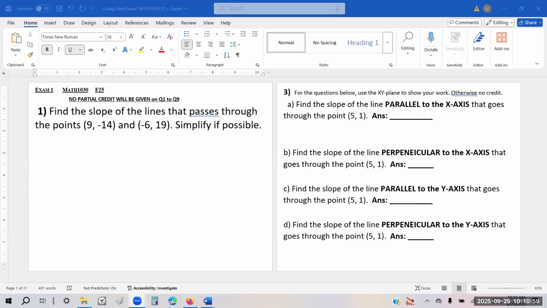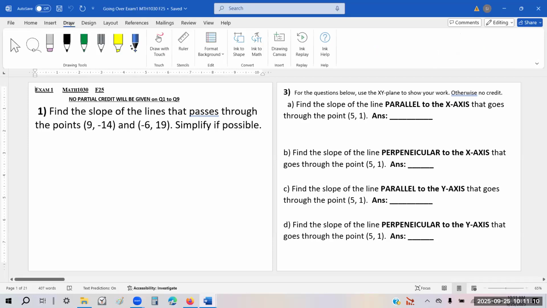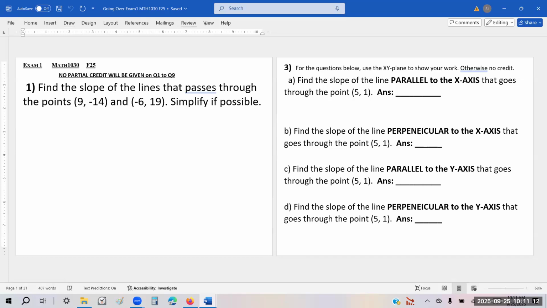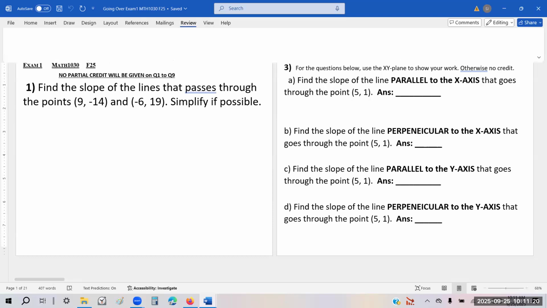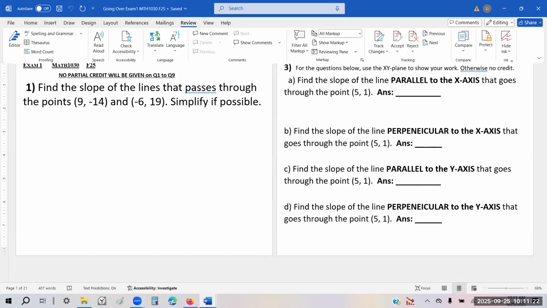Okay, question number 1. Find the slope that goes through the 2 points. So it was easy, but a couple of you, because you couldn't identify what is x1, y1 properly, as a result, you got this question wrong. Many of you, not only one, many.